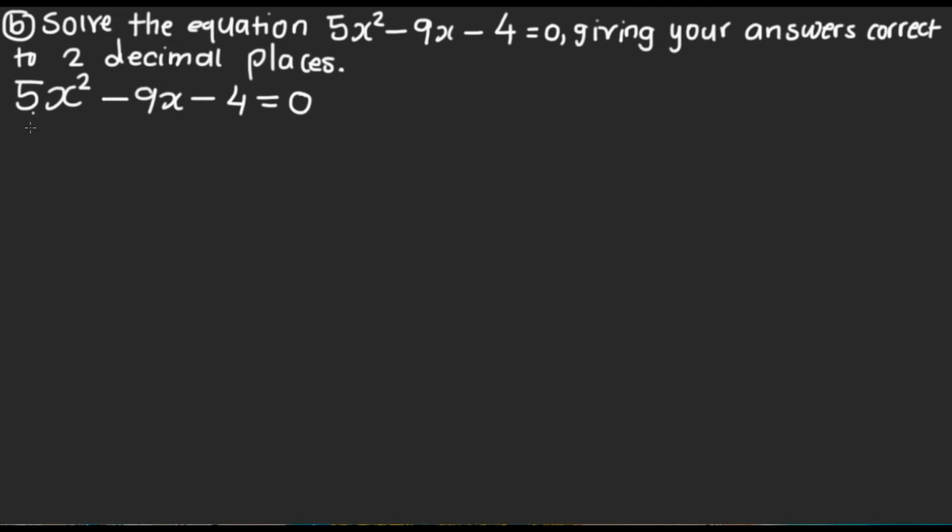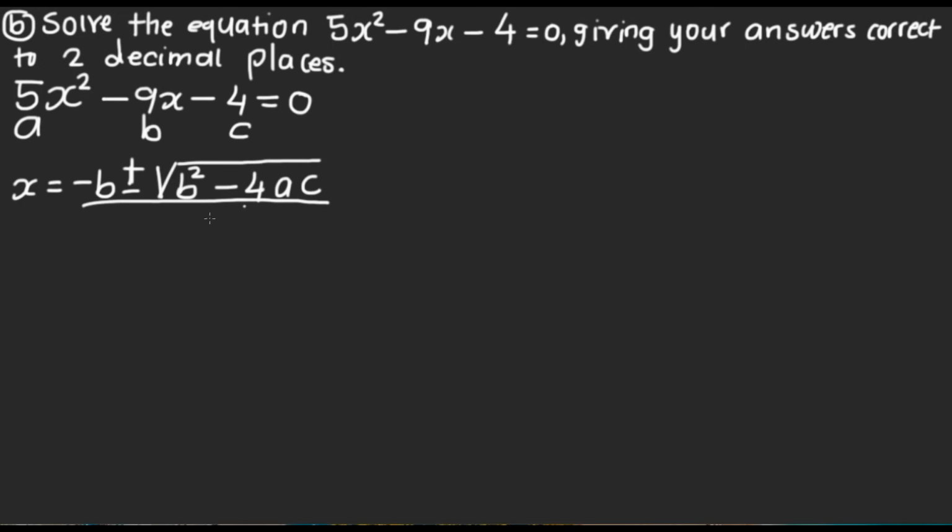The coefficient of x squared is a, then b, c. Then after doing this, you write the formula. x is equal to minus b plus or minus the square root of b squared minus 4ac, everything divided by 2a. So what is the value of a? Remember, the value of a is 5. Then the value of b is negative 9. The value of c is negative 4. So I'm going to do the substitution.